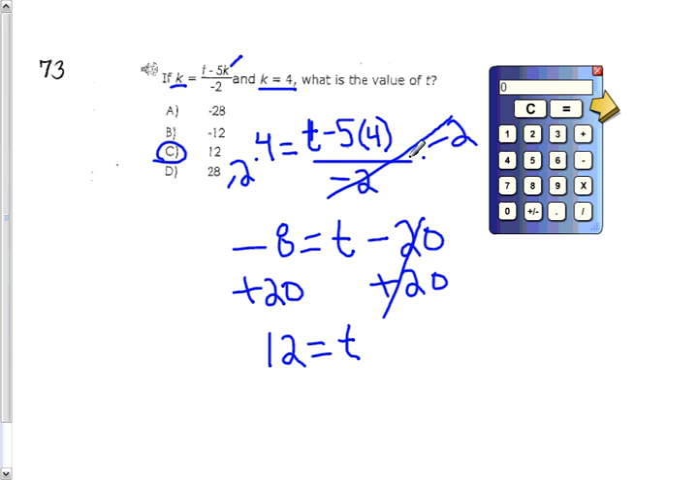So you can either solve that algebraically, like we did here, or you could substitute each answer choice in for t, substitute in for 4 and k, and just evaluate each side of the equation, and determine whether that is the possible answer or not.